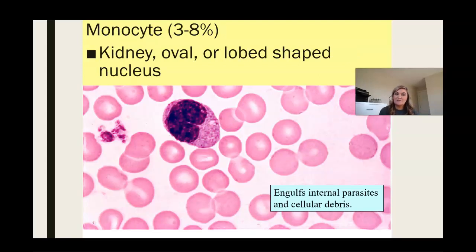The next type of cell is going to be a monocyte, and this is about 3 to 8% of your white blood cells that you'll find in a blood sample. They have what's referred to as a kidney or kidney bean type nucleus. It's going to be oval or lobed shaped. This type is going to engulf internal parasites and other cellular debris of maybe damaged tissue or old worn out cells that it might come across.